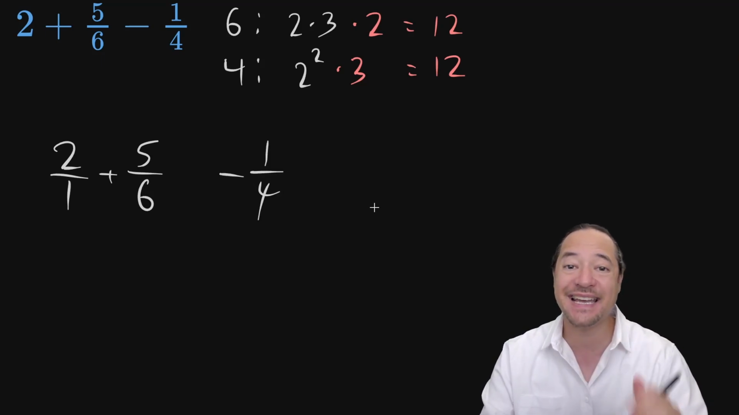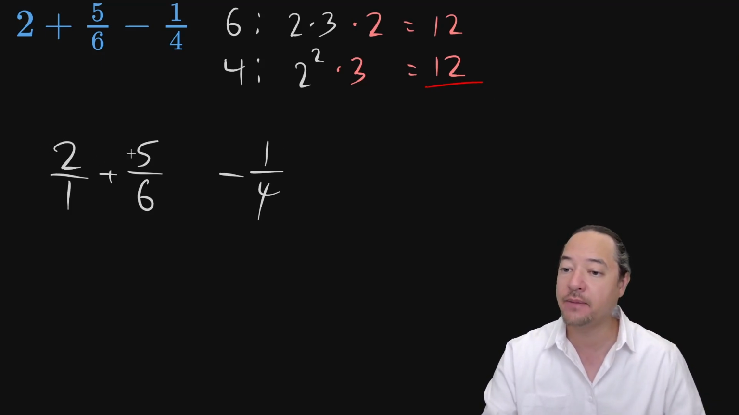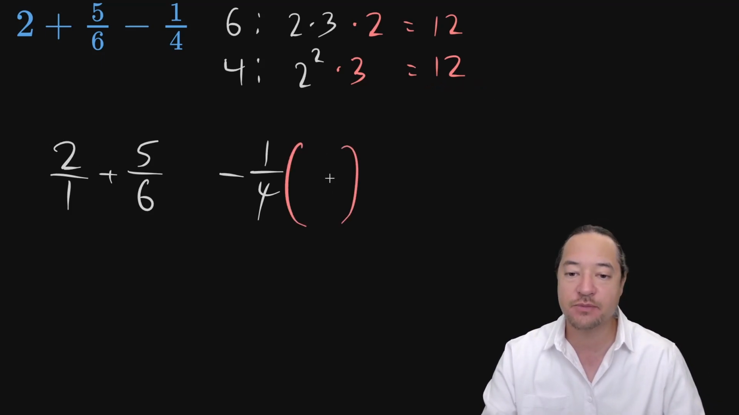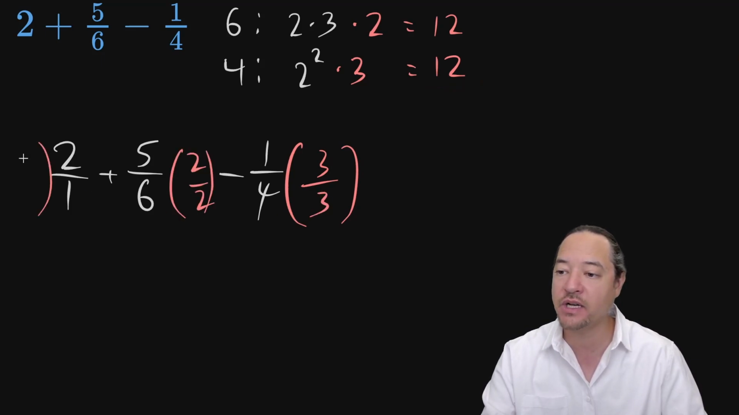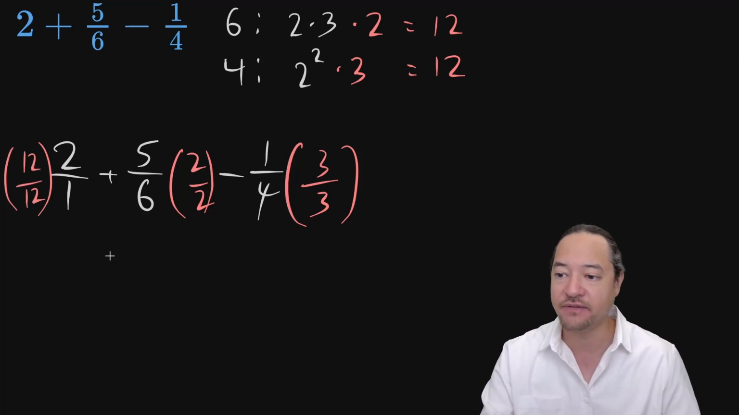And so I need to get a common denominator of 12. In order to do that, here I'll multiply this by 3 over 3. I'll multiply this by 2 over 2. And don't forget this first one, I'll have to multiply this by 12 over 12 to get that in a common denominator of 12 as well.